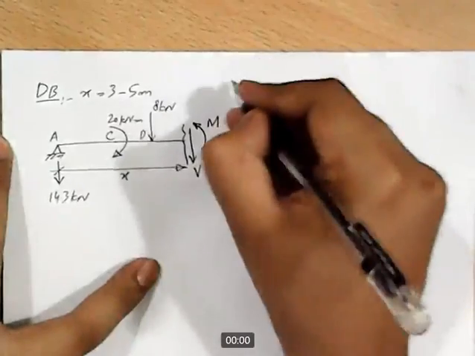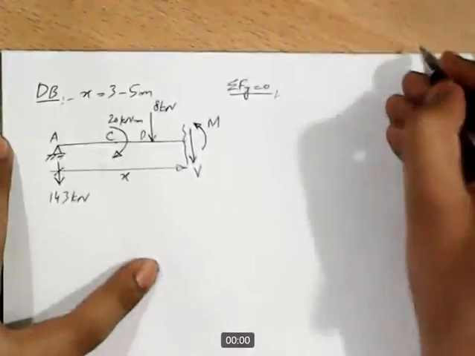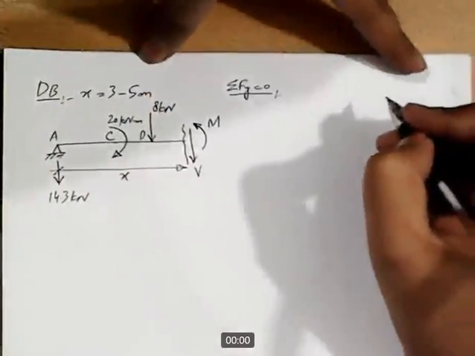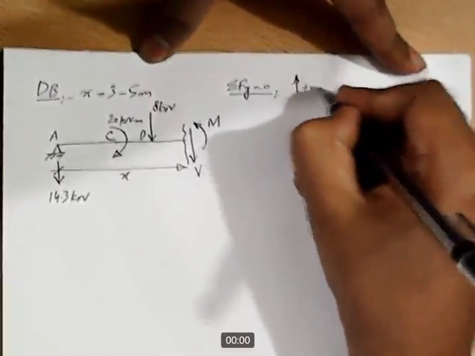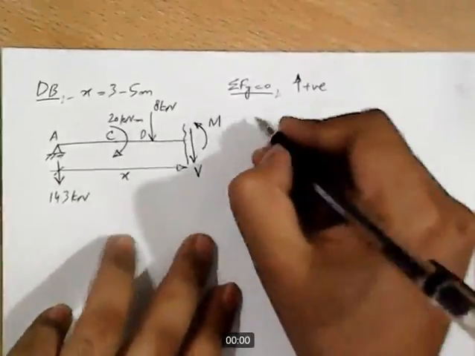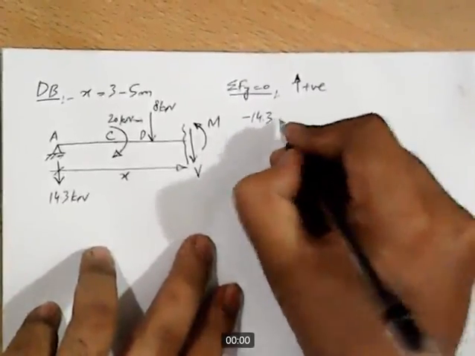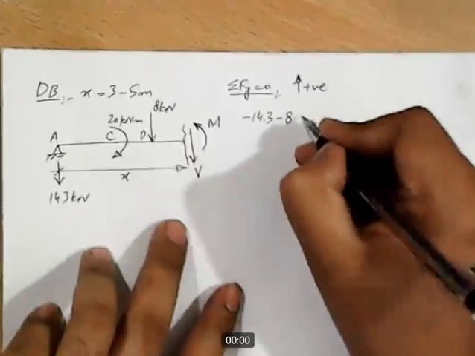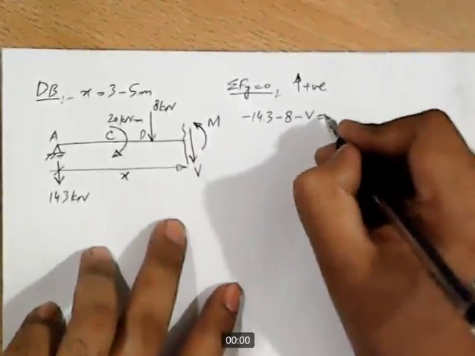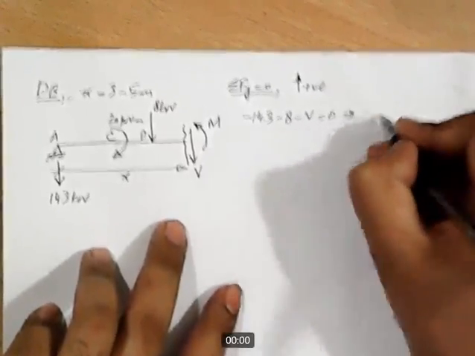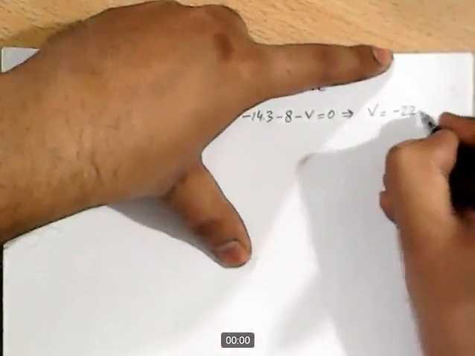Let's apply the conditions of equilibrium. Let's apply sigma Fy equal to 0 first, and our convention will be we will take upward forces as positive. Okay, so let's apply. Minus 14.3 kilonewton is acting in downward direction, then minus 8 kilonewton is also acting in downward direction, and then we have shear V also acting in downward direction. So that's equal to 0, and this implies V is equal to minus 22.3 kilonewton.